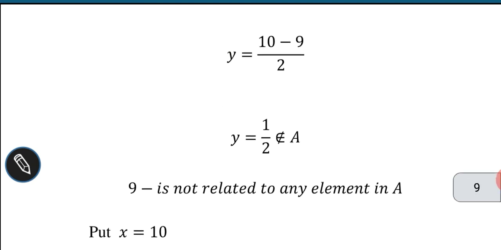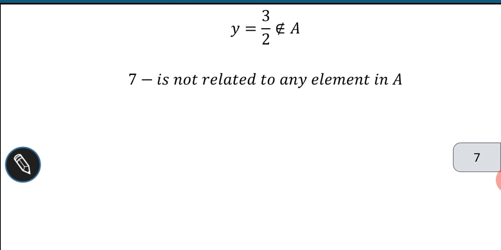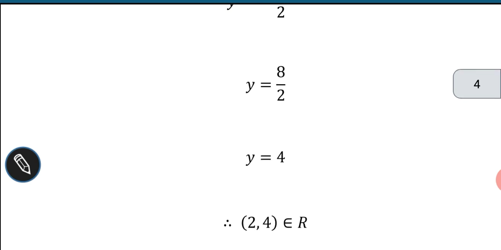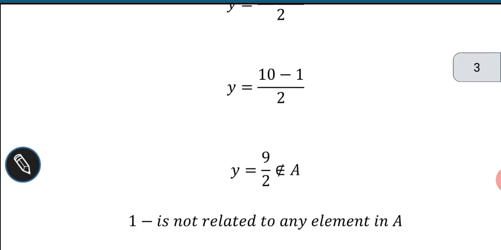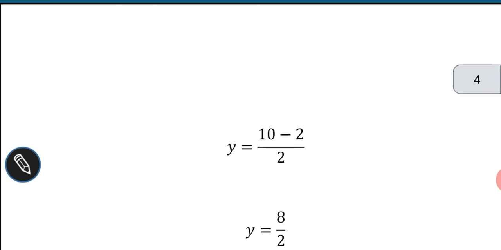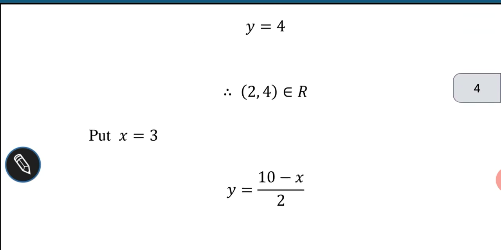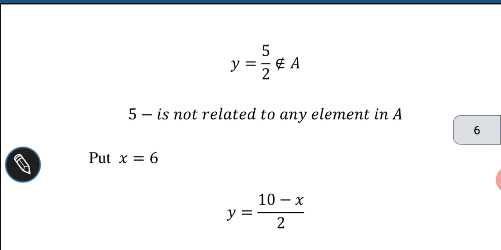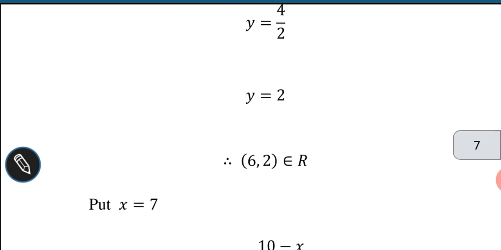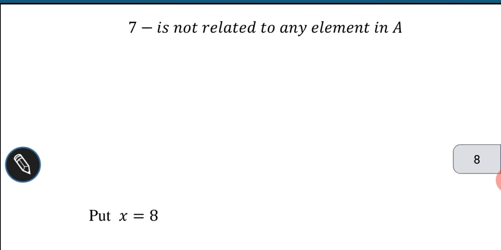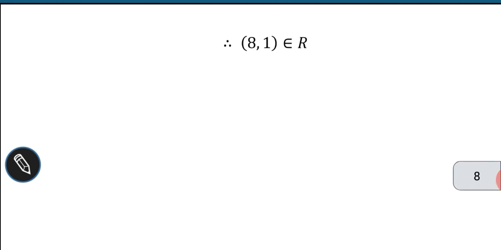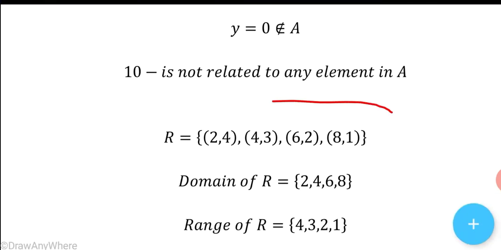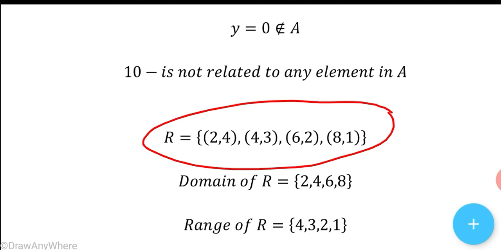Okay, so the relations are 2 comma 4, 4 comma 3, 6 comma 2, 8 comma 1.